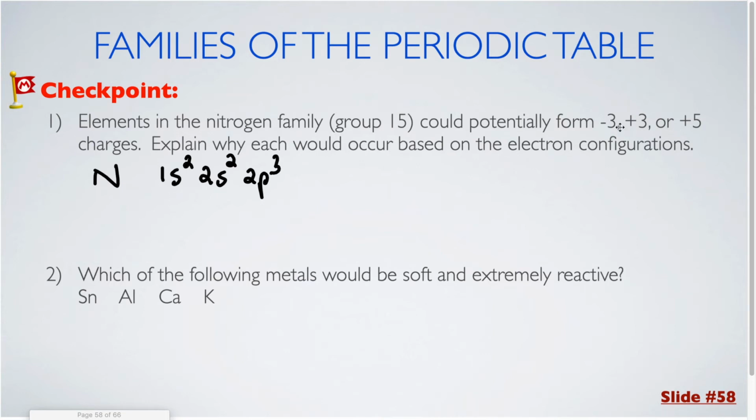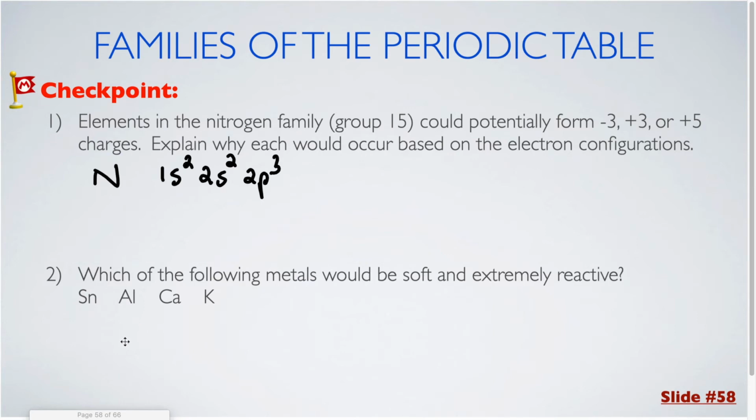So that is the way that each of these 3 charges could potentially work for an element which is going to have 2 electrons in its highest s orbital and 3 electrons in its highest p orbital. The actual charges will depend on the amount of metallic or non-metallic character for each member of that family.